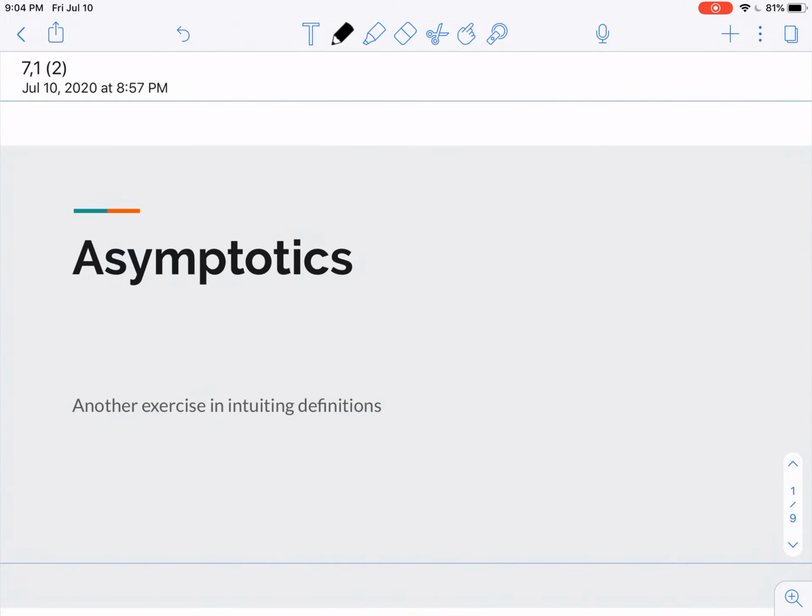Today we'll be talking about asymptotics, which are sort of a way of measuring runtime. We'll see some more complex definitions as well today, which should be a good exercise in practicing skills we learned a couple weeks ago about how to read a definition and make sure you really understand the intuition behind it.